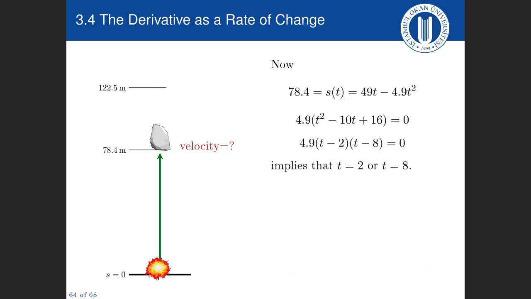The second question was about the velocity of the rock when it's 78.4 meters above the ground. So how can we get position equal to 78.4? In other words, when do we have 49t minus 4.9t squared equal to 78.4? Rearrange this equation and we get 4.9(t minus 2)(t minus 8) equal to 0. So that means the rock is 78.4 meters above the ground when the time is either equal to 2 or the time is equal to 8.